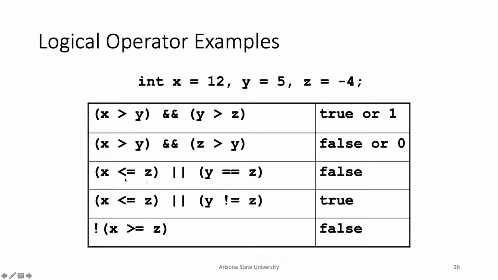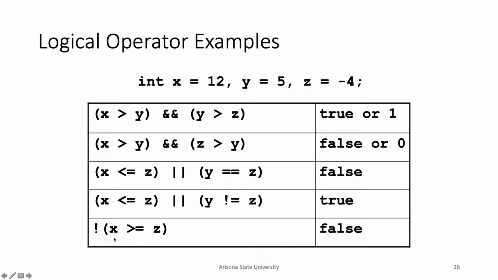For this one over here, x less than or equal to z, is 12 less than or equal to -4? No. So this one's false. Do I need to check this second one because this first one's false? Yes, because it's an or here. Is y equal to z? No. 5 is not equal to -4 as far as I know. X less than or equal to z, still false. Y not equal to z. Is y not equal to z? Yeah, 5 is not equal to -4 as far as I know. And so as long as one of them is true, then the entire thing is true because it's an or.